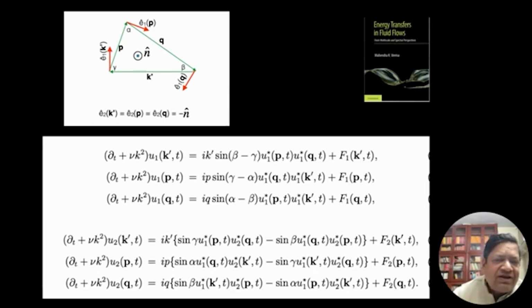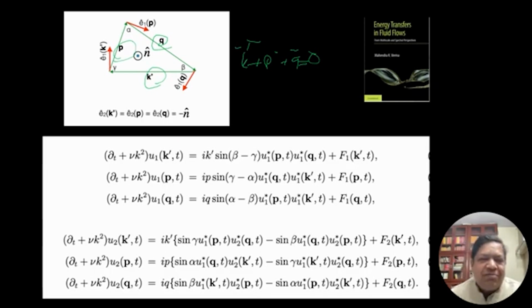So we have three vectors, K prime, P and Q. What is the condition? K prime plus P plus Q vectors sum up to 0. Some books write K equal to P plus Q, but that's asymmetric, so the equations are slightly not good looking. With K prime, P, Q they look symmetric. You can see that K prime arrow is in that direction, P arrow is in that direction, Q arrow is in that direction.